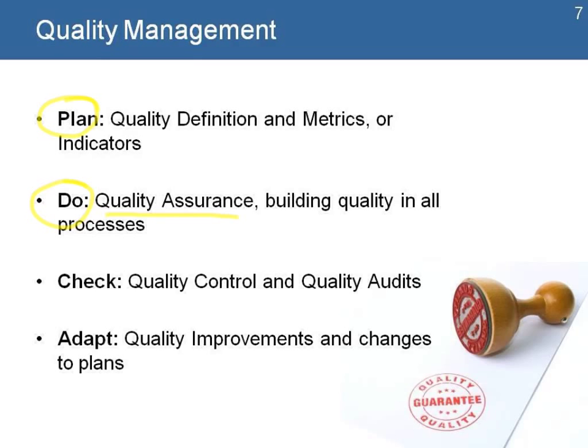to follow that work. The next step during check, that's when we have quality control and the quality audits, and they usually happen after an activity has been completed, and the step is to measure whether or not that activity is meeting the quality standards. And the last step, adapt, is improvements and changes to plans. If there are any deviations from the original plans, that is an opportunity to make the corrections.